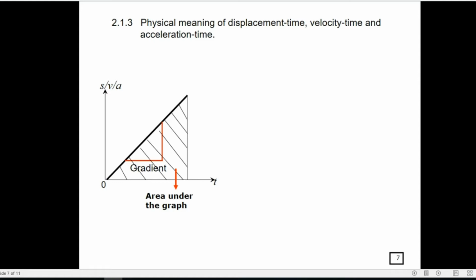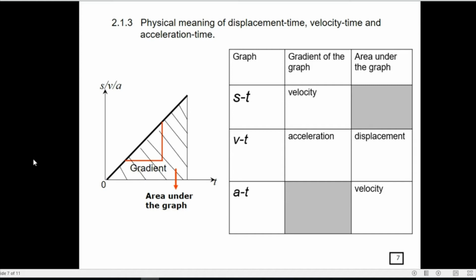So we're going to learn about the area under this graph and also the gradient of this graph. Just remember that we're not just having one graph, but three somewhat similar graphs, s-t, v-t, a-t, which show straight line graphs. For each graph, we're going to learn the gradient and the area of the graph.